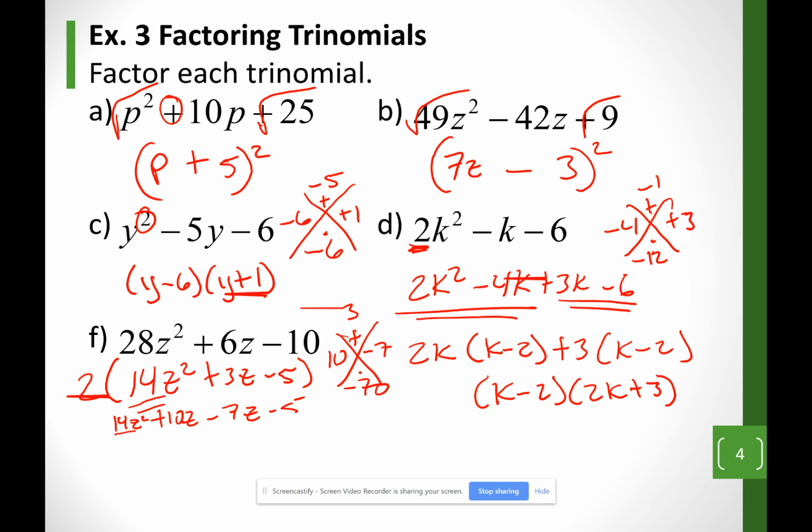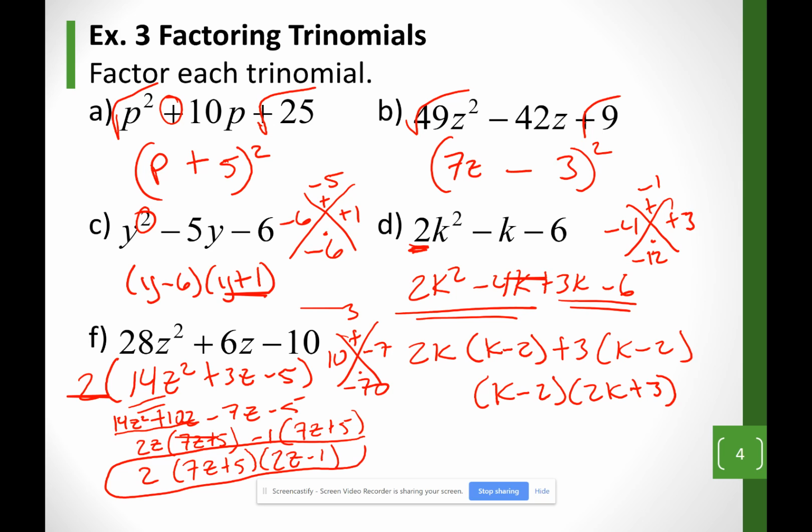On the first two terms, let me factor out a 2z out. So I have a 7z plus 5. On the last two terms, let me factor a negative sign out. So I have 7z plus 5. My factors will be 7z plus 5, 2z minus 1, and don't forget your greatest common factor to begin with. I'm going to have to do the second part.